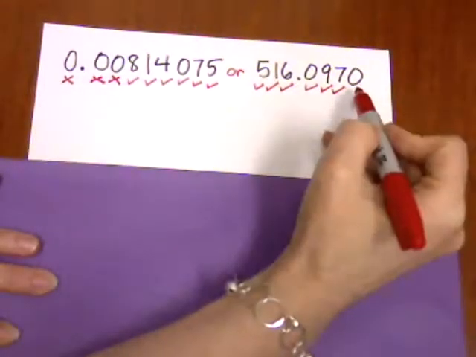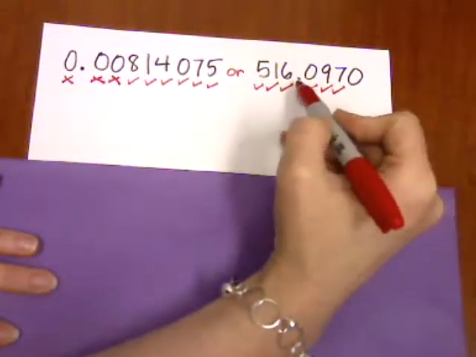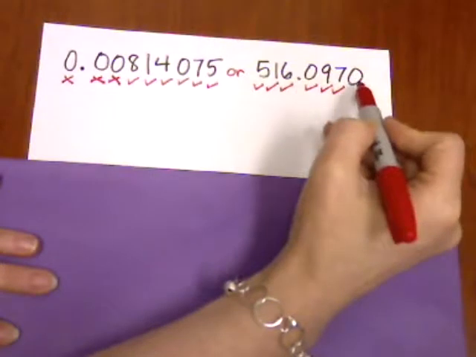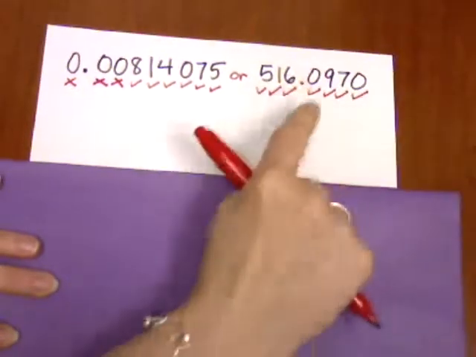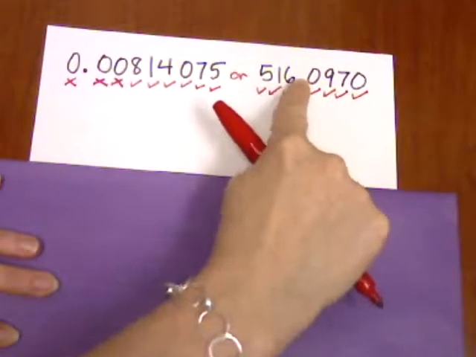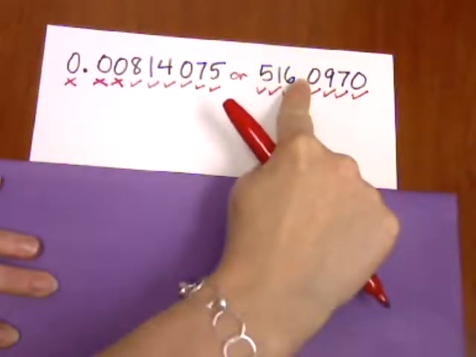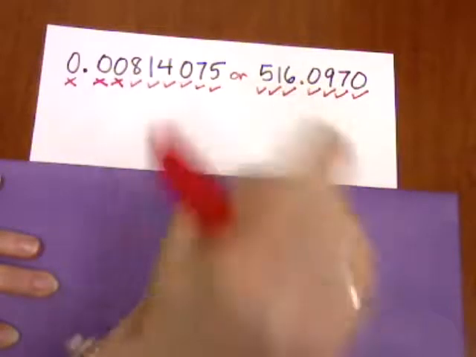If you end in zeros, you get to call them significant only if they follow a decimal place. So since the 0 is after a decimal, it is significant. If I had missed the decimal and just had the number 5,160,970, the 0 on the end would no longer be significant.